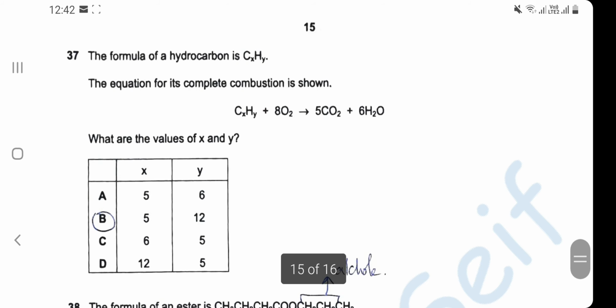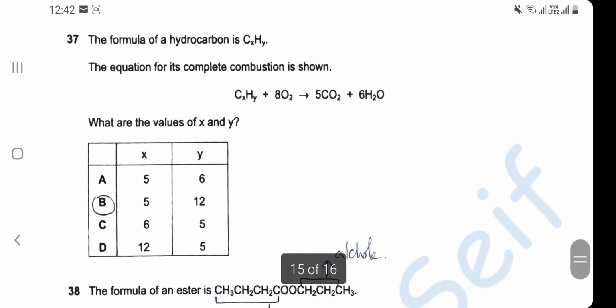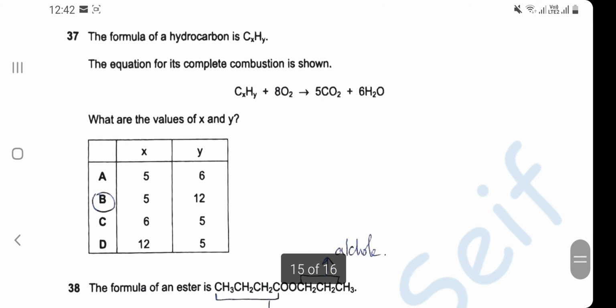37. The formula of the hydrocarbon is CxHy. The equation for its complete combustion is shown. Here again he asked about the balance of this equation. What are the values of X and Y?